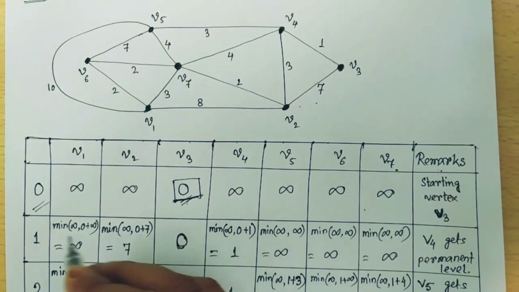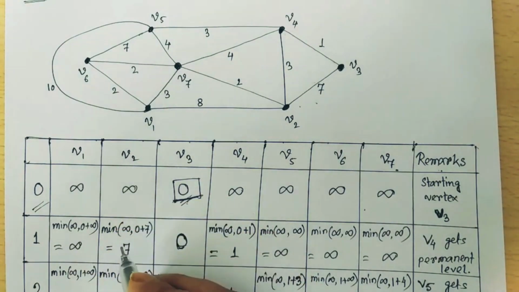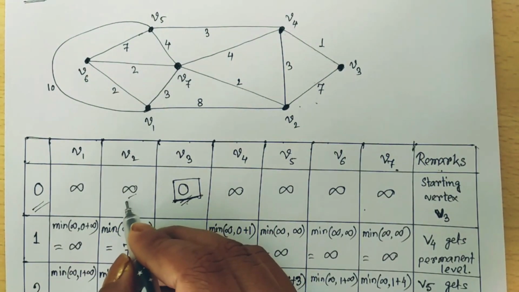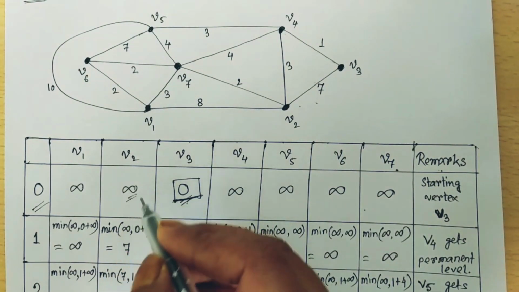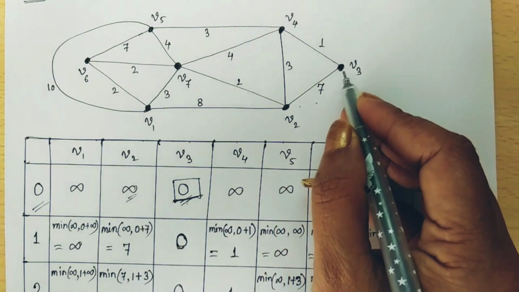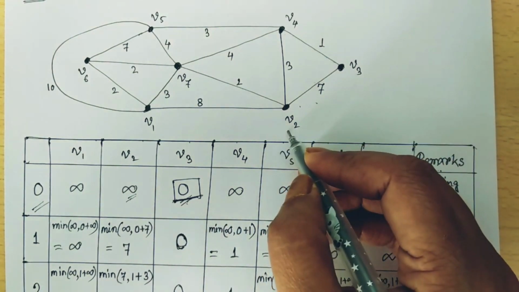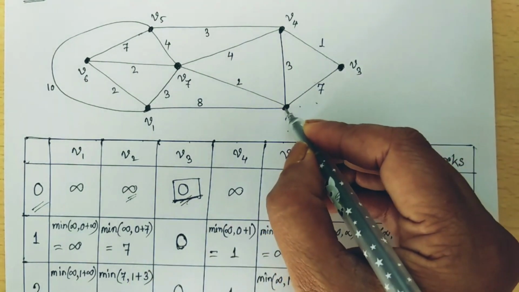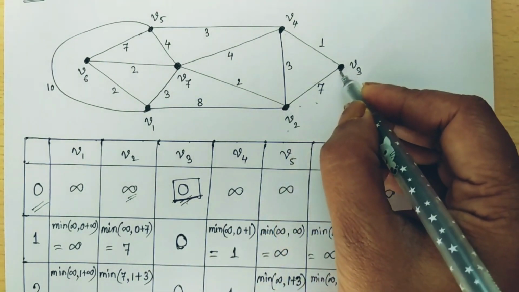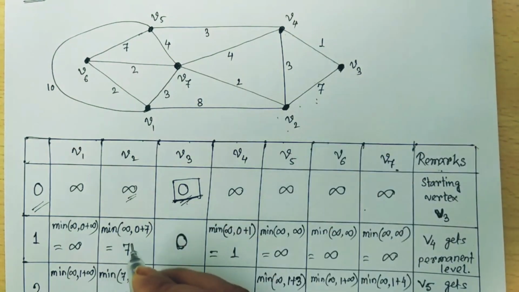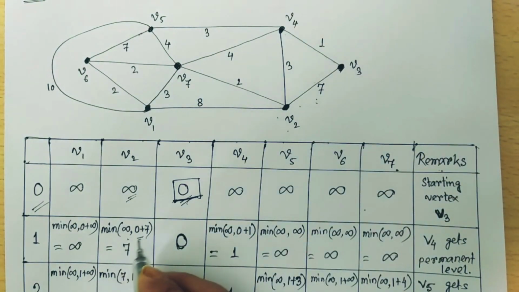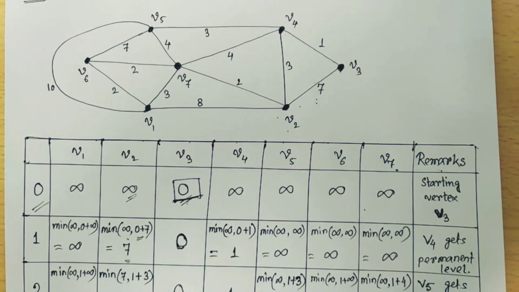The previous labeling value for the vertex V2 is infinity. Now as V3 and V2 are connected, 0 is the base value, so 0 plus 7, that is total 7. Previously it is infinity, now it is 0 plus 7. Among these two, which one is the minimum value? The value is 7. That's why we assign the value 7 to the vertex V2.